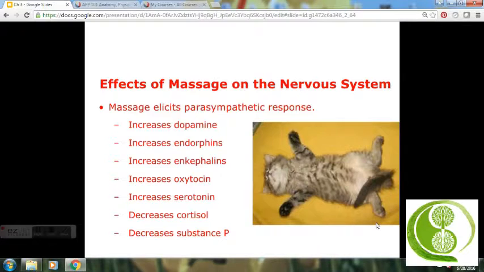Okay, effects of massage on the nervous system. Massage elicits the parasympathetic response. It increases dopamine. It increases endorphins, the body's natural painkillers. It increases enkephalins. Anyway, we'll go on. It increases oxytocin. It increases serotonin. It decreases cortisol, which is your stress hormone, and decreases substance P, which is linked to pain.